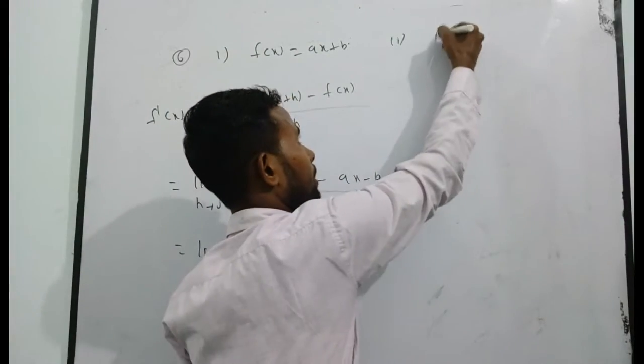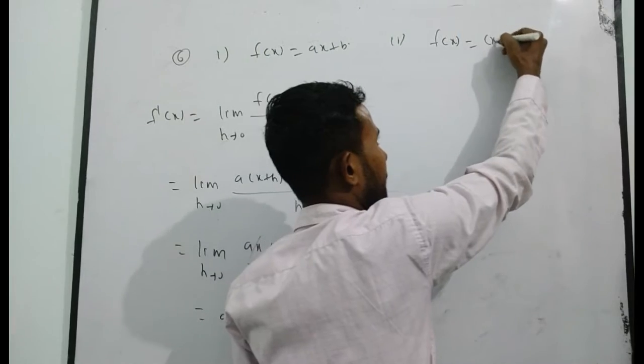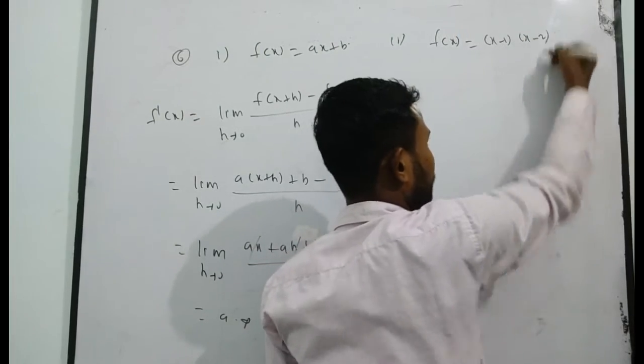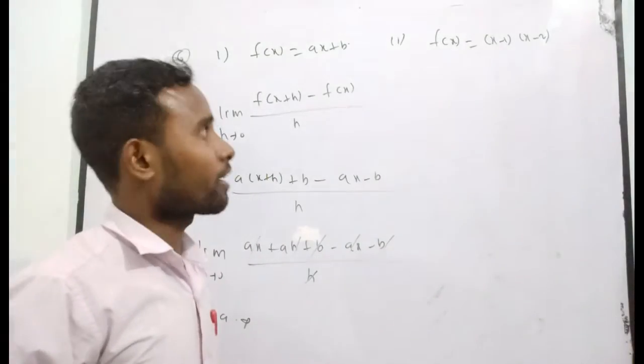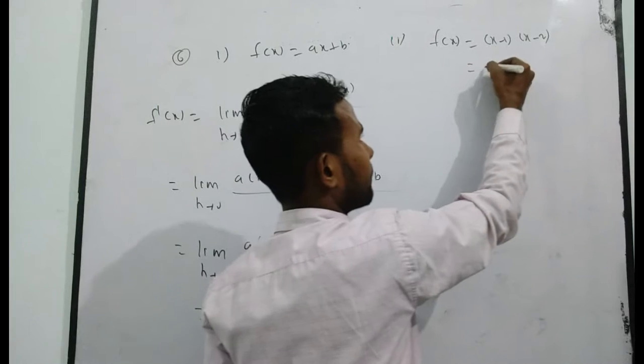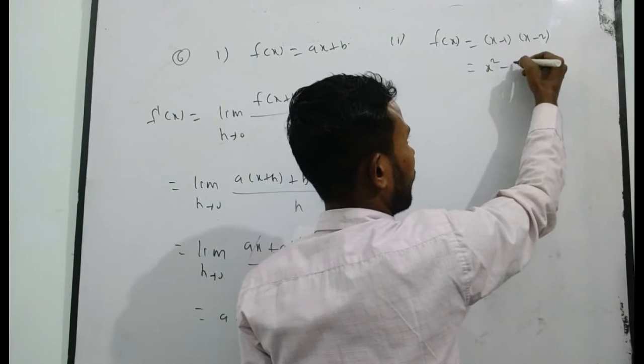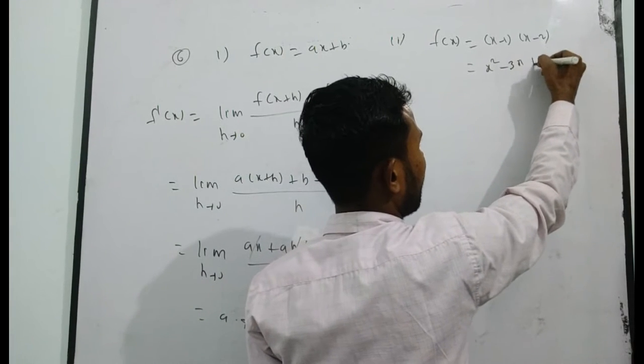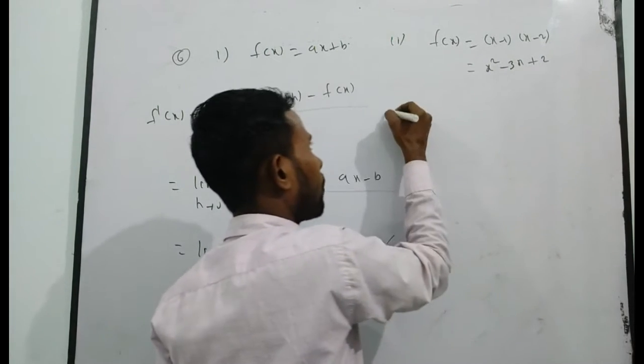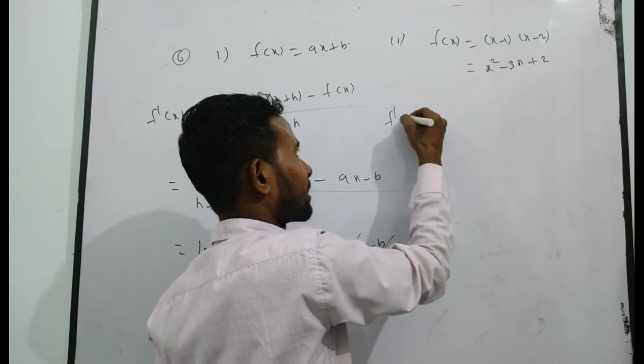f(x) is equal to (x minus 1) into (x minus 2). Can you split after multiplication? What do you get? x square minus 3x plus 2. Can you write? Now you have to find f dash x.